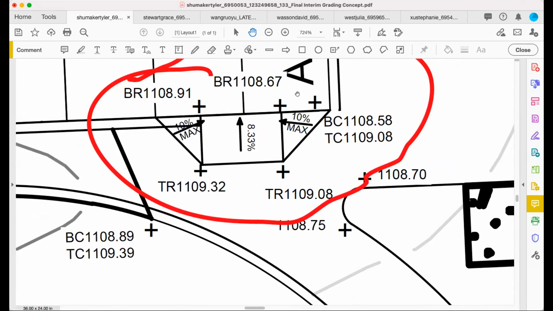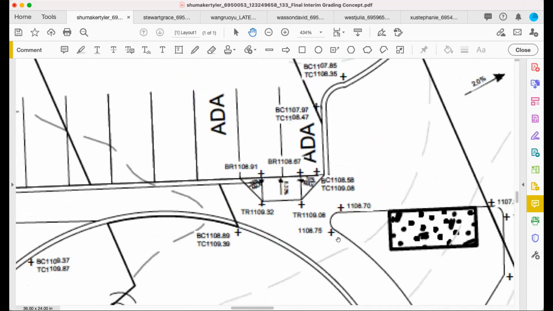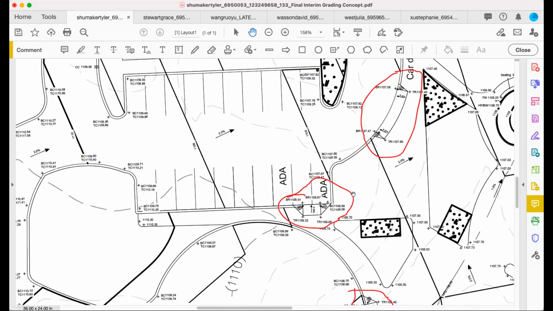Same thing with this one. I think they're all going to be relatively similar. Yeah, they're all the same.